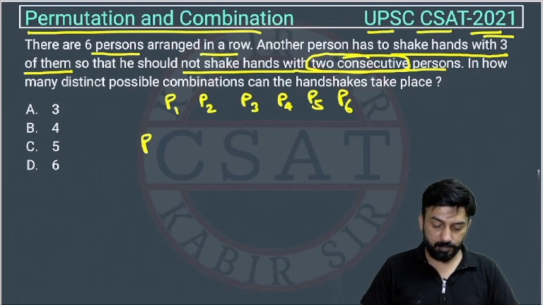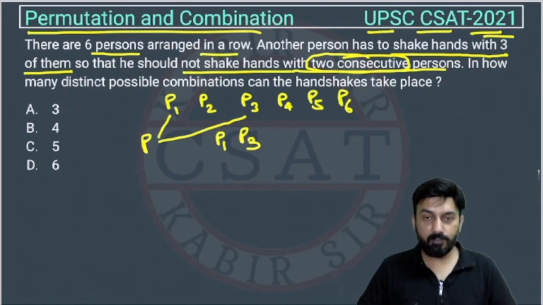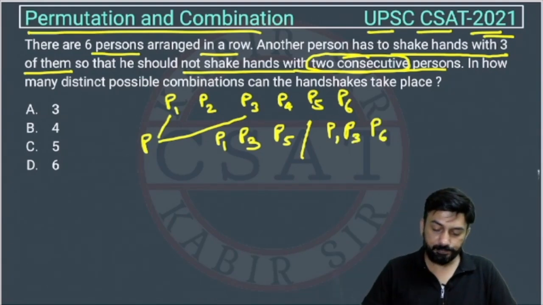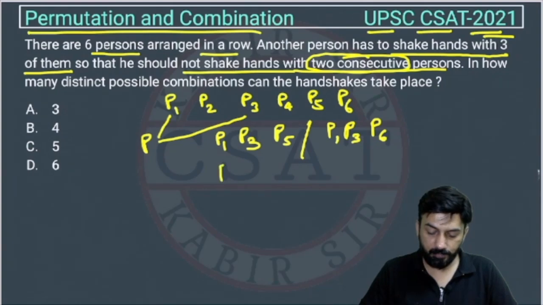Suppose this man is shaking hand with P1, then he will not shake hand with P2. Then he will shake hand with P3. He is shaking hand with P1, P3, so he cannot shake hand with P4. And out of 5 or 6, he can shake hand with anyone. Suppose the first case is P5, and the second case will be P1, P3 and P6. And the other possibility is he is shaking hand with P1 and then he cannot shake hand with P2.